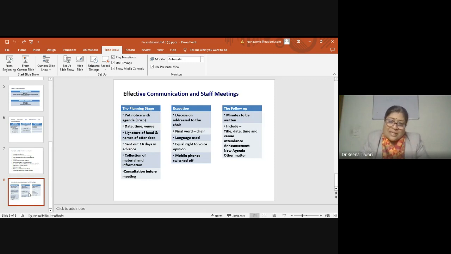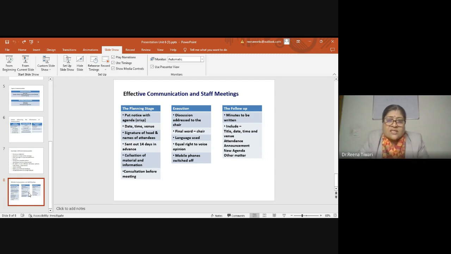Before the meeting, a consultation should be done within the core committee by the head teacher: what will be the agenda, what things are to be communicated and discussed, what requirements we need, and who should attend the meeting. All these consultations can be done before the meeting. This is the planning stage.